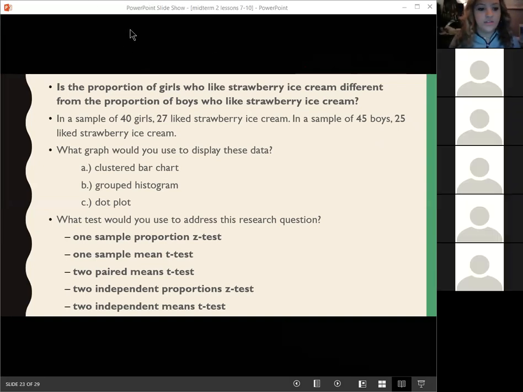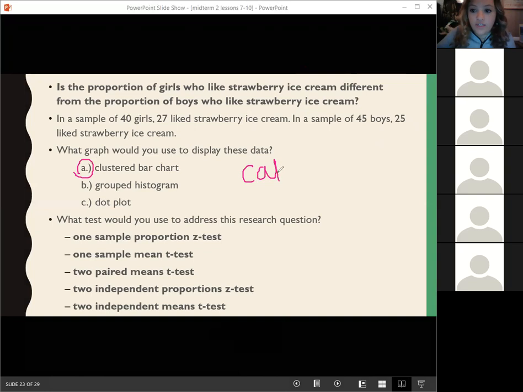Great job, guys. Absolutely. So our answer, the first one, is going to be A. Remember, this goes back to what we talked about earlier in the semester about what types of data we use to display. For categorical data, the clustered bar chart is the only one that displays categorical data. Histograms and dot plots are both for quantitative data. Our variable here is yes or no to strawberry ice cream, so that's categorical. So our answer is A.